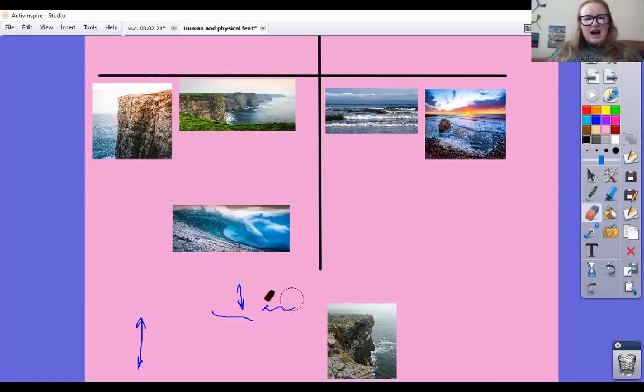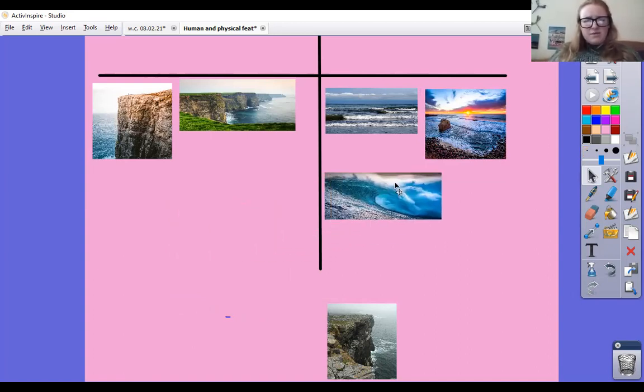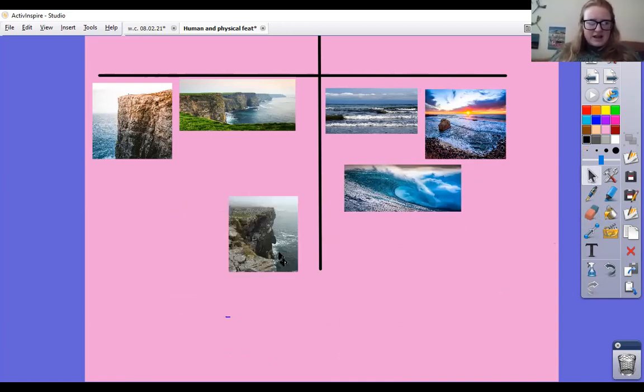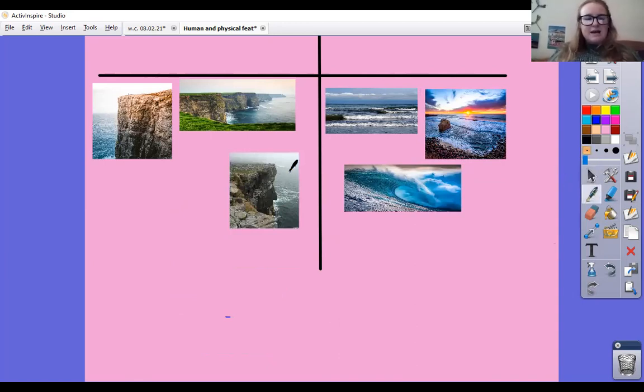This picture, I can see a giant wave and lots of water. Can't see any land, so it's most likely this is the ocean or the sea. So I'm going to pop this picture with these two. And last one, I've got another cliff here, another cliff surrounded by the sea, so I'm putting that up here. And I'm going to label them.